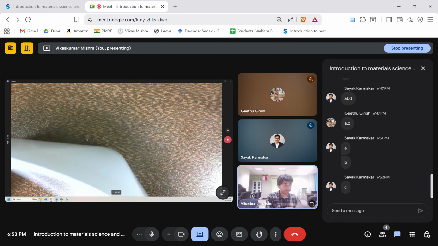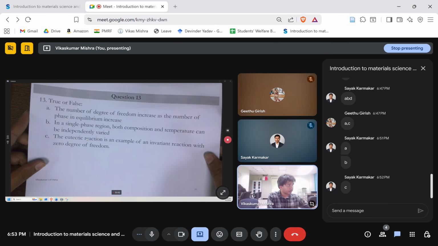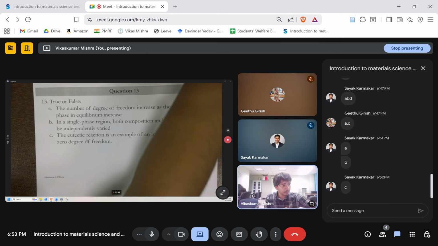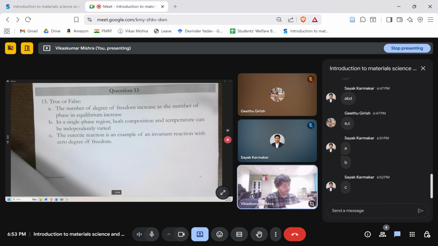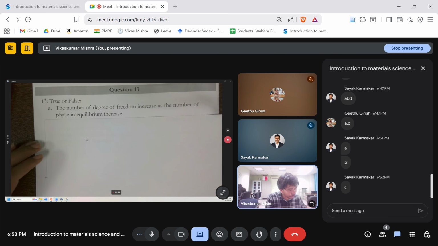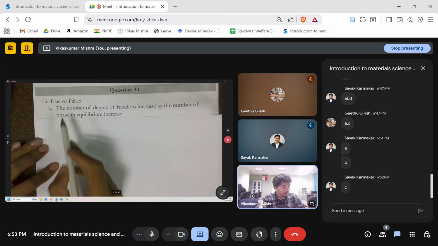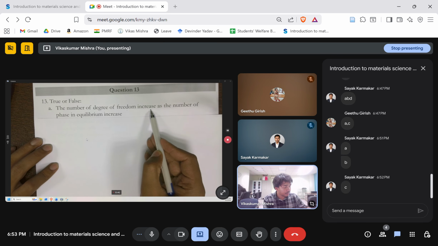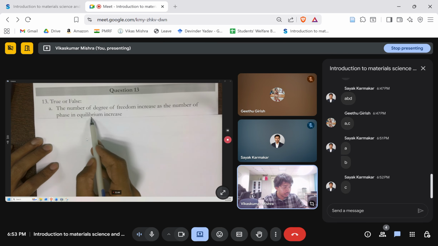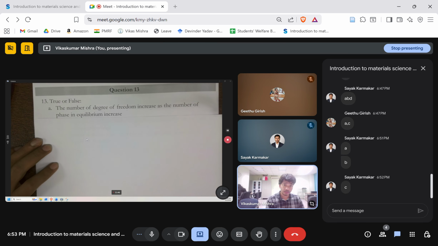Sorry, question number 13. It's a true and false type. Let's try to do one by one. The number of degrees of freedom increases as the number of phases in the equilibrium increases. Will it be true or false?